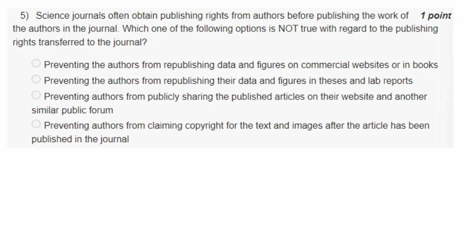Okay. It prevents the authors from republishing the data and figures on commercial websites or books. I think if you have already given the publishing rights to one particular journal, you cannot republish the same data without giving citation. I personally believe that, I might be wrong, from my limited experience, because I've never been a corresponding author.